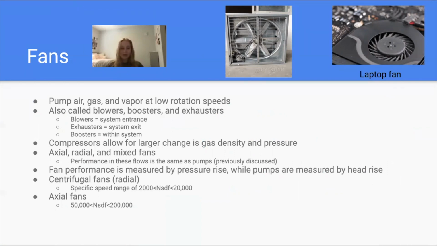There are also axial, radial, and mixed fans, just like pumps, and performance in these flows is the same as pumps as previously discussed. The only difference is that fan performance is measured by pressure rise, while pumps are measured by head rise. And listed here are the specific speed ranges for both the centrifugal fans and the axial fans. And a real world example of this, as seen in the top right corner, is a laptop fan. So we all have this in our computers and laptops, and they go crazy when you have Zoom and a ton of tabs open, but they're necessary.